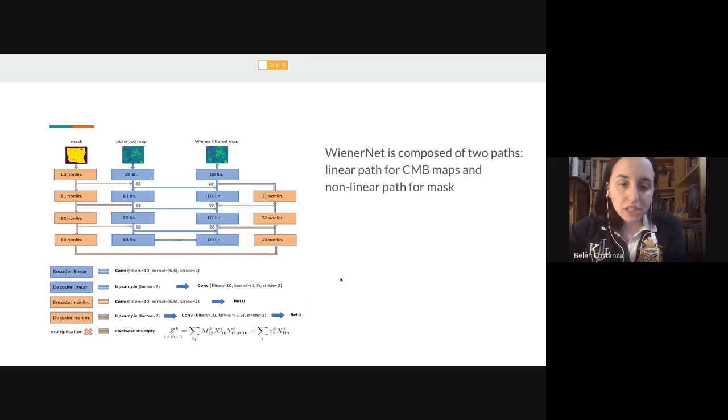The neural network that we use is called WienerNet, which is composed of two paths: a linear path for the CMB noisy maps, which is composed of convolutional layers, and a nonlinear path for the mask, because the masks are the regions in the map where the noise is infinite and there is no signal. The mask breaks the statistical homogeneity, and it is not translationally invariant. That's why we need a nonlinear path for the mask with activation functions between the convolutional layers.